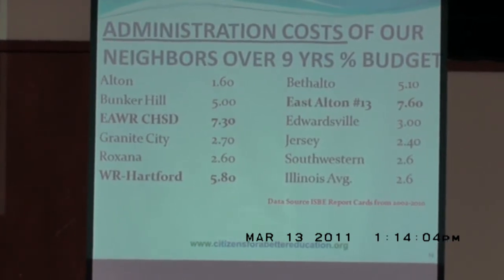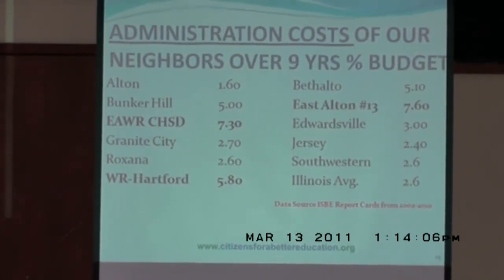Here are the administration costs of our budget, if you don't like the graph form. Here's what they are in number form. Again, this is nothing but a 9-year average of the data collected right off the Illinois State Board of Education's website. Anybody in this room can go access that information at any time.